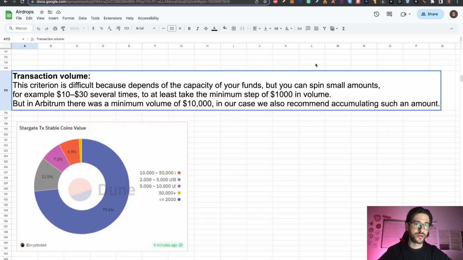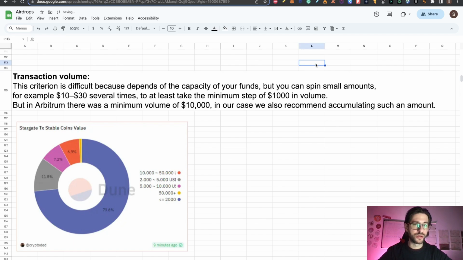Our next criterion is the transaction volume, and this criterion is difficult because it depends on the capacity of your funds, but you can spend small amounts, for example $10 to $30 several times, to at least take the minimum step of the 1000 in volume.